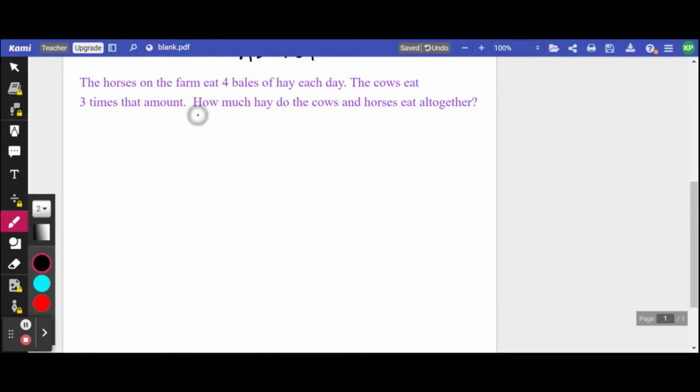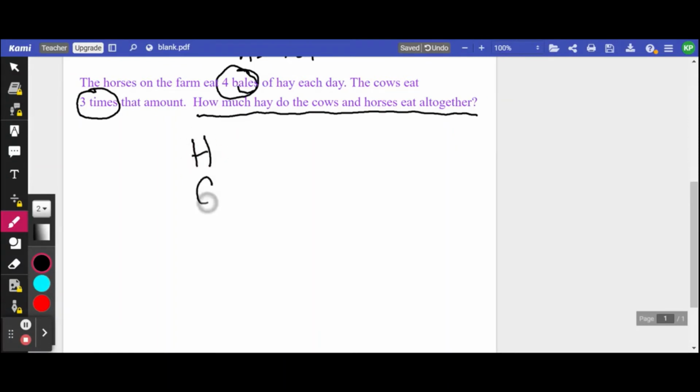So here's my question. Underline the question. Circle information. Okay, so I've got 4 bales and then 3 times that amount, and then how much they have all together. So whenever I go to draw my model, I'm going to still have horses and cows. And remember, my models always start like this. What I'm talking about and an equal box.